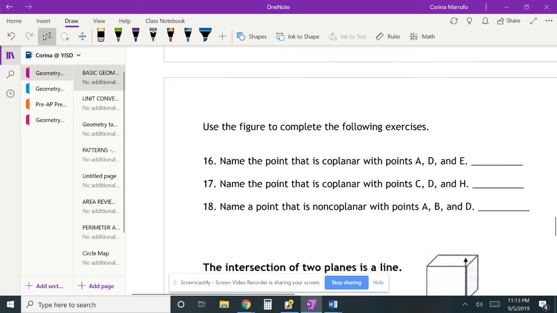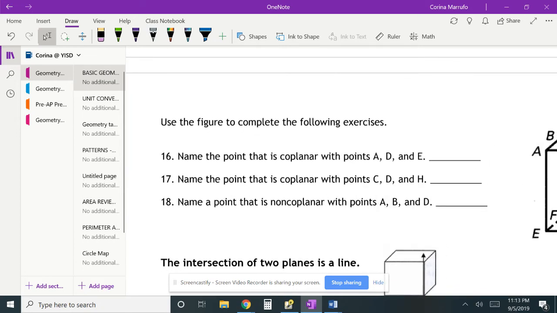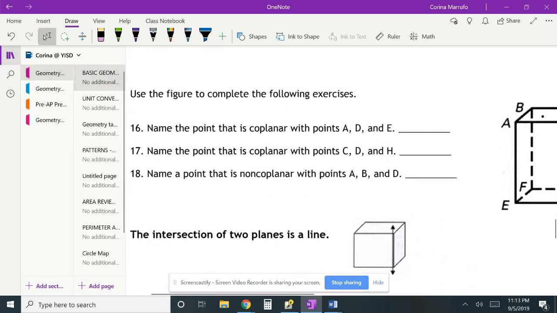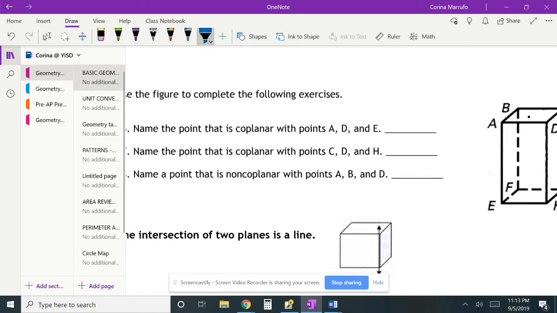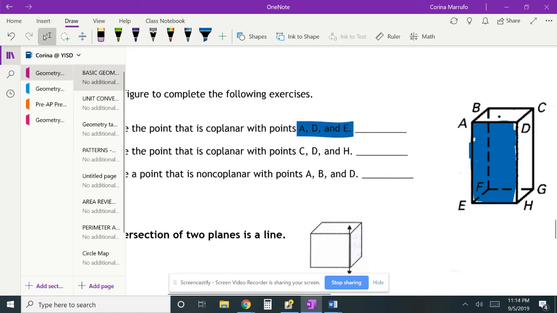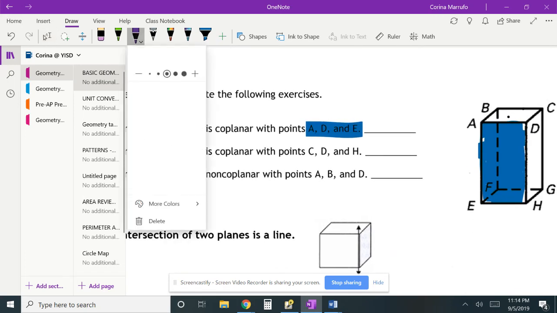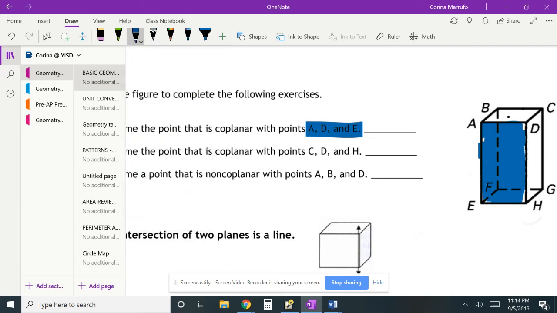So if we do some more examples, it says here, use a figure to complete the following exercises. Name the point that is coplanar with points A, D, and E. So I'm going to look for A, D, and E. A, D, and E is this front panel here of our rectangular prism. And so this A, D, and E also has another point that is coplanar with it, and that point is going to be point H right here.